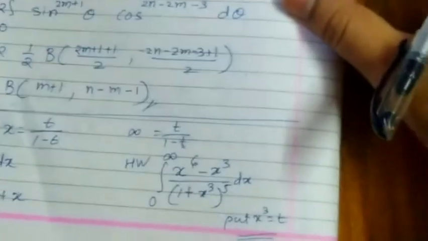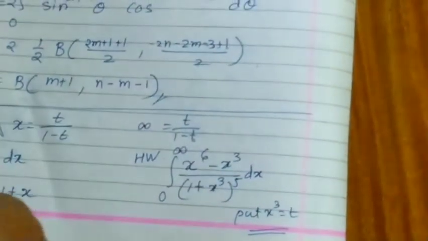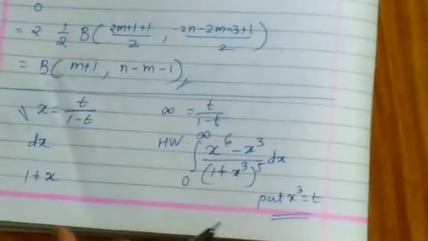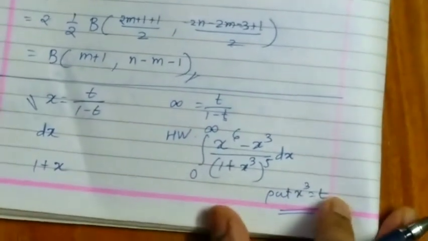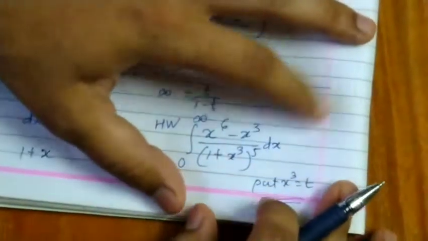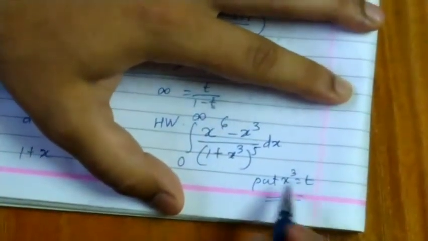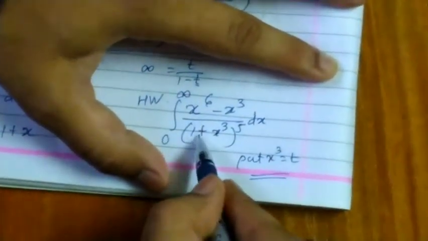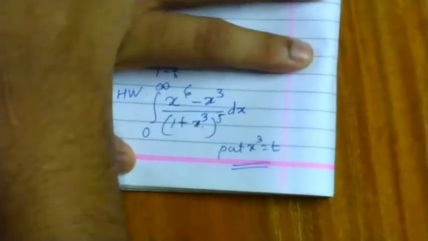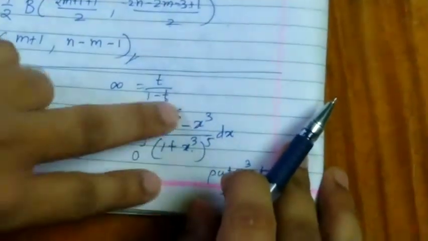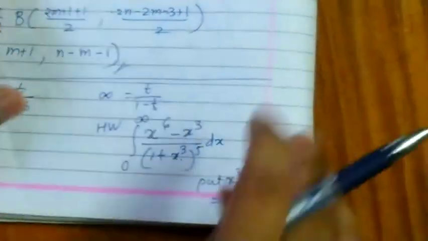If you want to go with similar kinds of substitutions, then let's take this problem as homework. Here I suggest you make the substitution x cube is equal to t. Once you make the substitution x cube is equal to t, you will get 1 plus t here, and then your problem is reduced to this format. So two substitutions you have to perform here. I am leaving this problem to you.